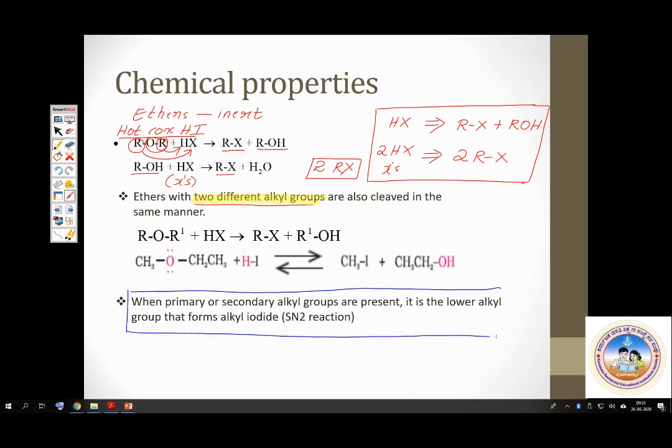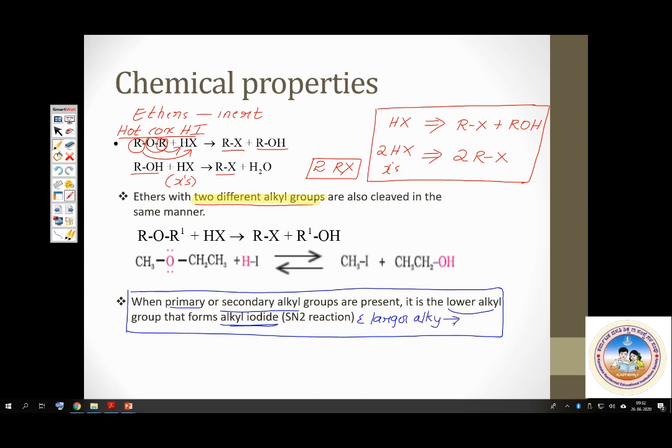Very important. What is it? When the given ether has primary or secondary alkyl groups, then the lower or smaller alkyl group becomes the alkyl iodide. The smaller alkyl group becomes alkyl iodide, and the larger alkyl group becomes the alcohol.